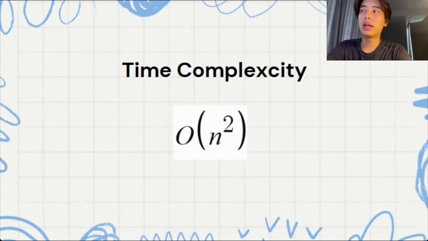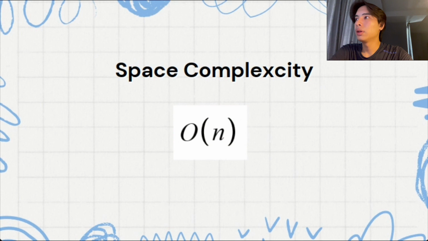Okay, let's get into the time complexity. Time complexity of lot cutting is O(n²), because there are two nested loops, as you can see, each running up to n. Okay, next one is space complexity. Space complexity is O(n) due to the revenue array used for storing intermediate results.